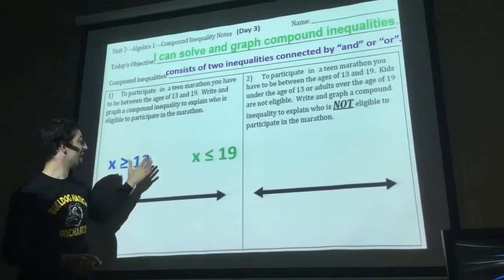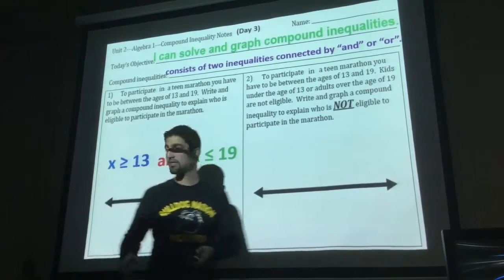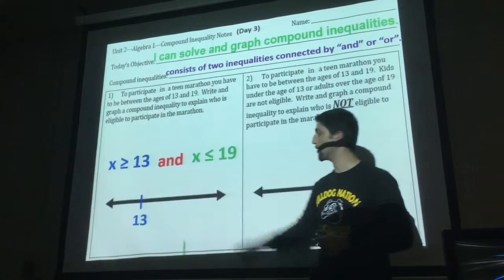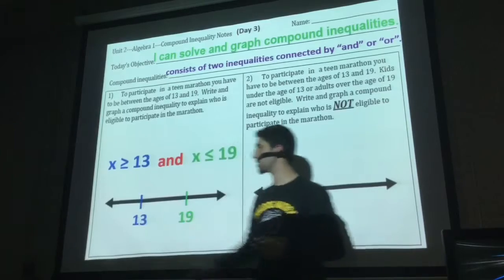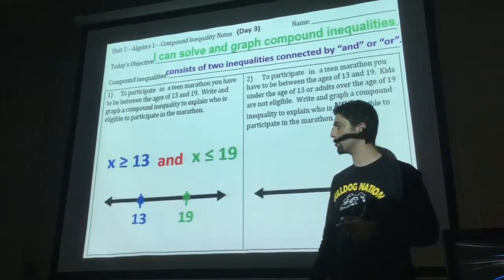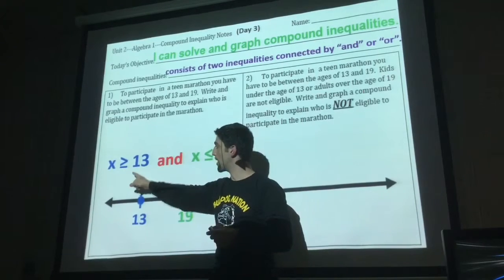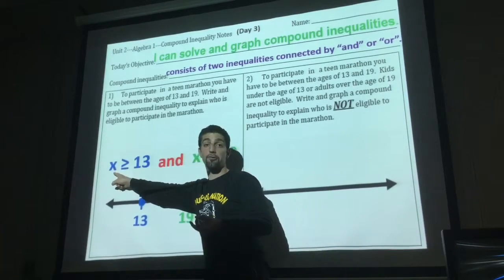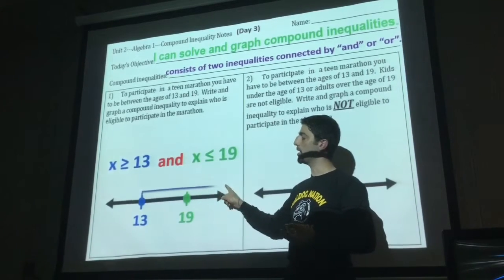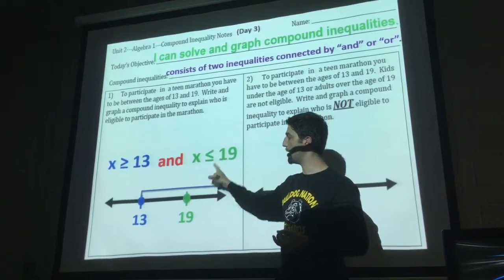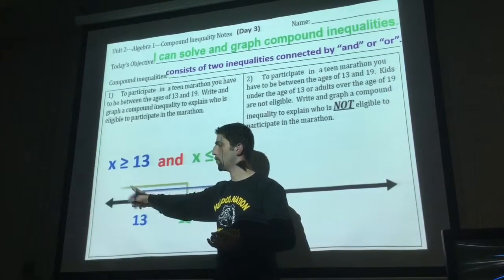This is an and problem, so we are going to put and in between them. Now, when we graph this, we're going to put 13 and we're going to put 19. These are or equal to bars, so we're going to put closed circles because we are including those. Now for the blue one, the 13, we're going to put a number in here. Let's say 100. 100 is bigger than 13, so we're going to go up and to the right. For this one, negative 100 would work, so we're going to go up and to the left.